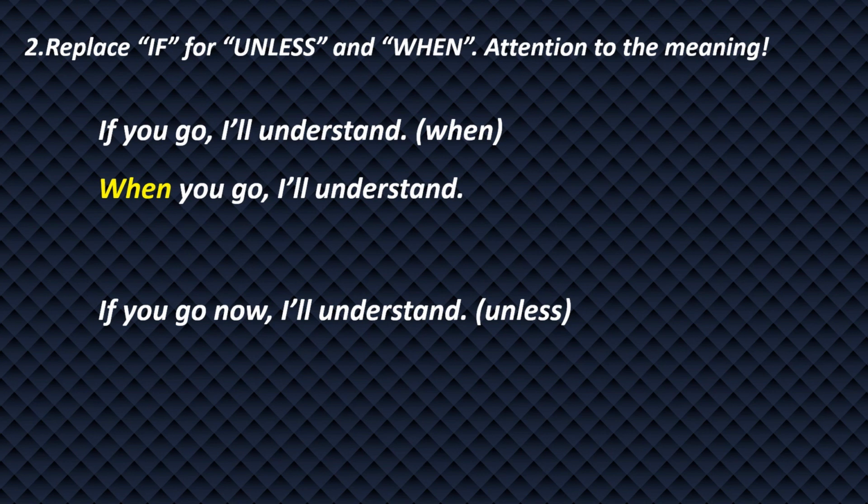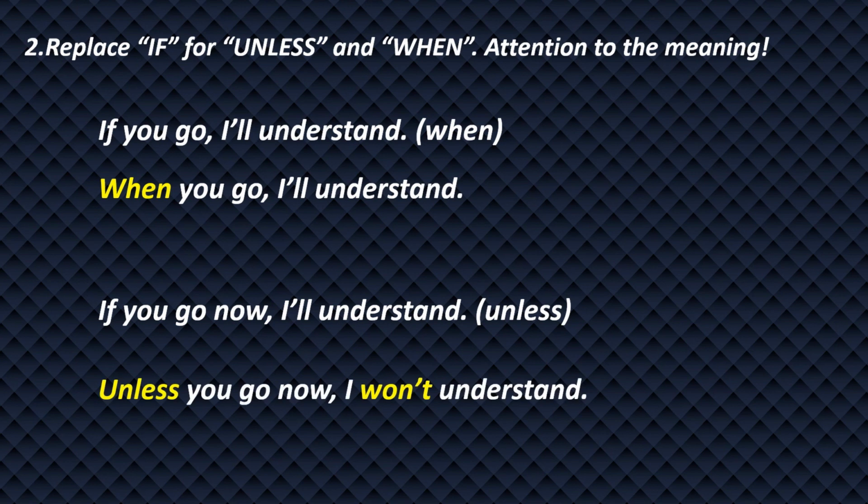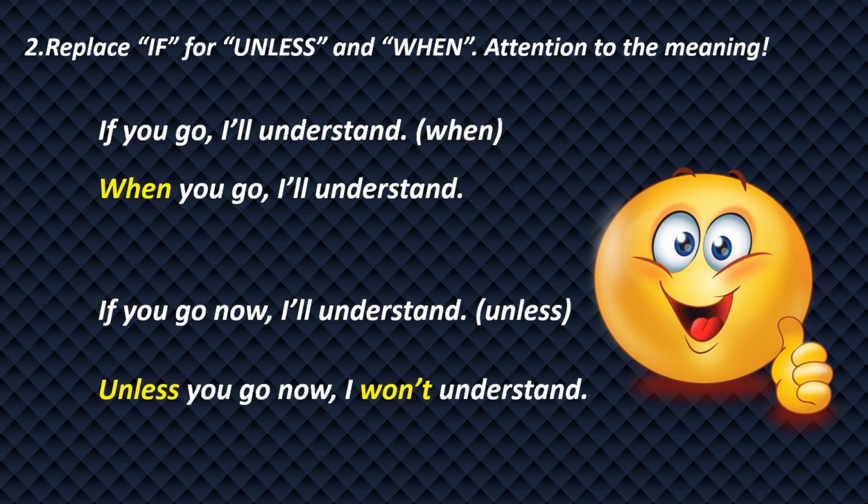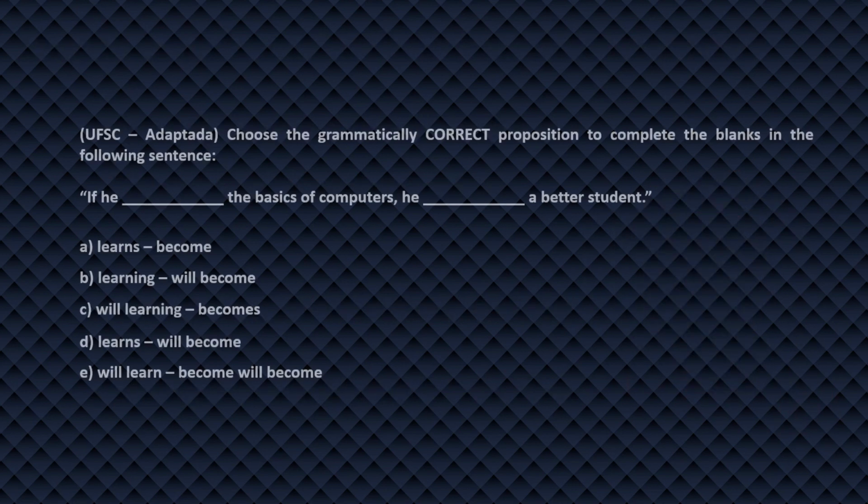Second sentence: if you go now, I'll understand. Unless you go now, I won't understand. Perfect, amazing. Let's go for the last one. Okay, vestibular now, Federal Santa Catarina. Choose the grammatically correct option to complete the blanks in the following sentence. One more time. Pause the video and answer the question.